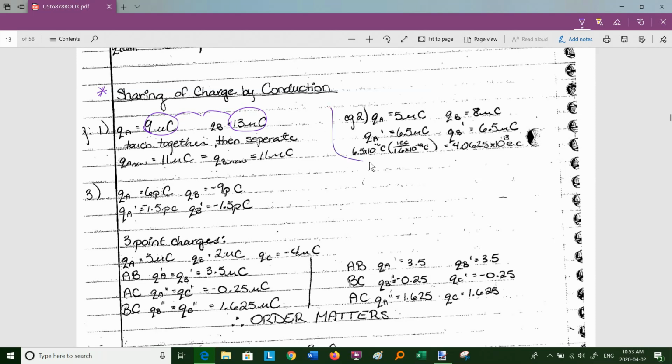Second example, we have 5 microcoulombs on one charge, 8 on the other. Touch them and separate them, so the average is 6.5. And some kids say, no, you can't have fractions of charge. Well, hold on there. Yes, you can, because I'm not talking about a fraction of an EC. I'm talking about a fraction of a microcoulomb. Just like I can have half a bagel, can't I?